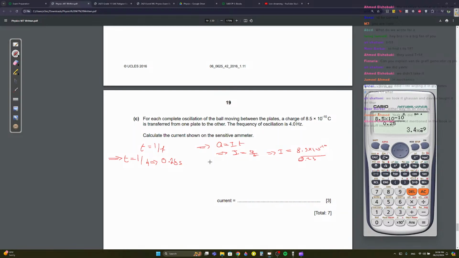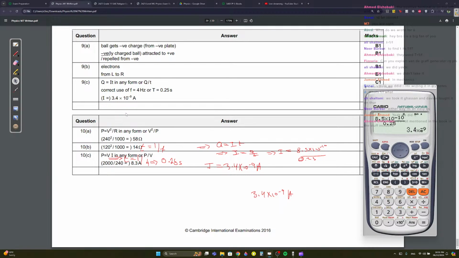So we're going to get I is equal to 3.4 times 10 to the minus 9 ampere. It's two significant figures, so you can just put 3.4 times 10 to the minus 9 ampere. Please don't forget the unit. Please don't forget the unit. Let's see. Yes.